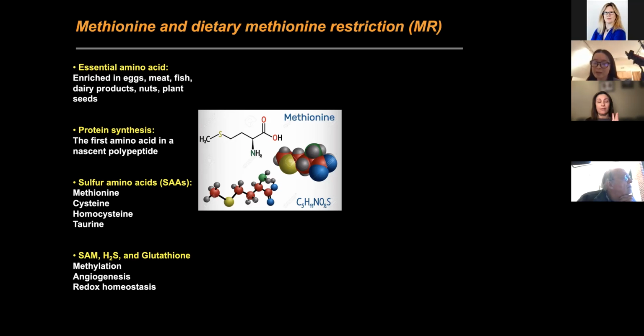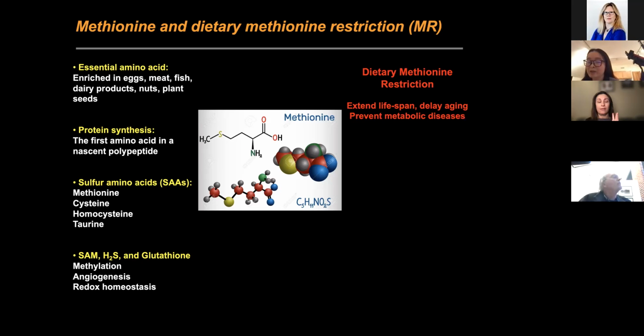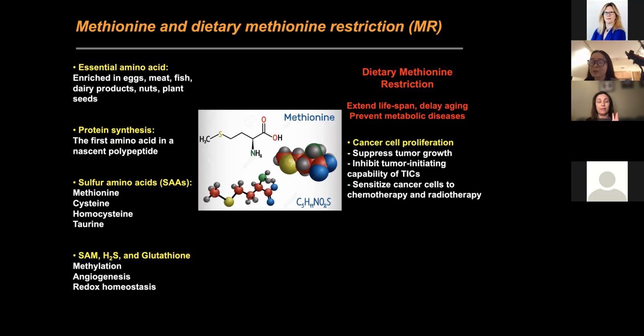What makes methionine metabolism even more unique is the observation that dietary methionine restriction has been shown in many studies in many model organisms to extend lifespan and delay aging, which is similar to what caloric restriction is doing. Another feature is that dietary methionine restriction can also prevent metabolic diseases, including obesity, insulin resistance, and diabetes. Methionine restriction has also been shown to control cancer cell proliferation.